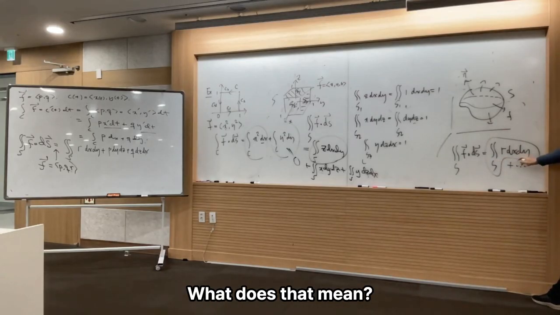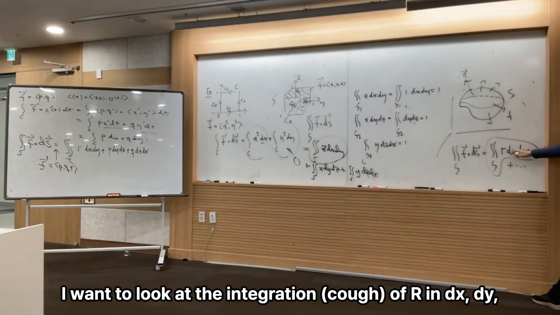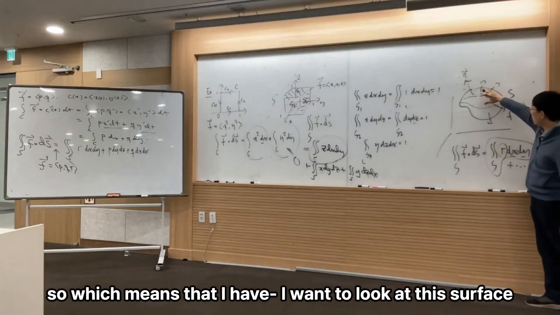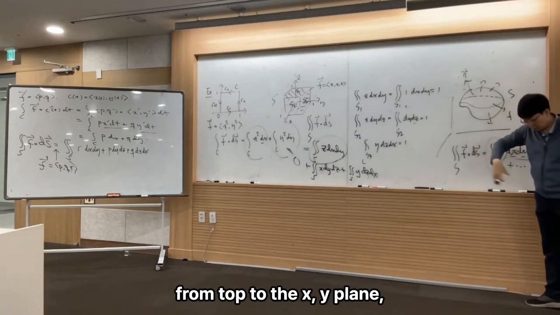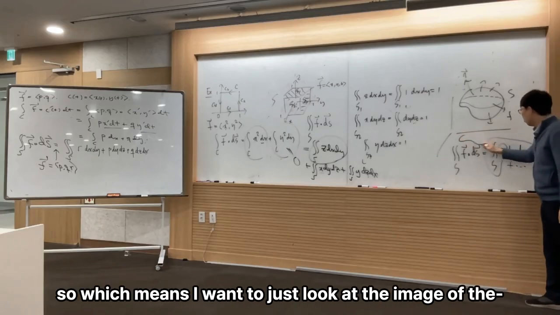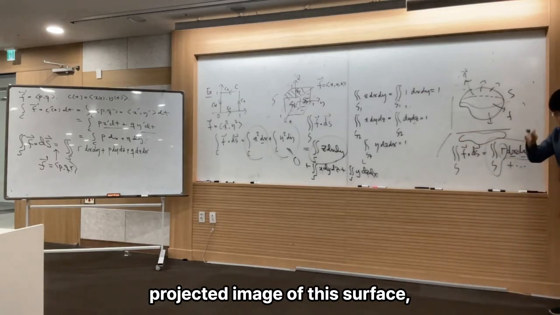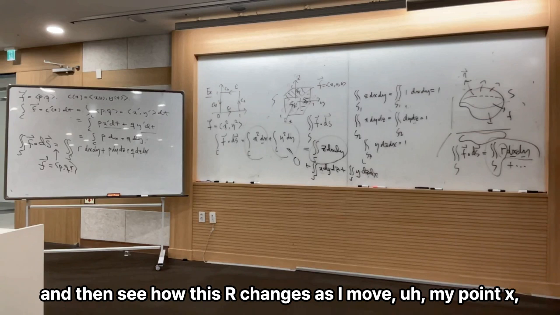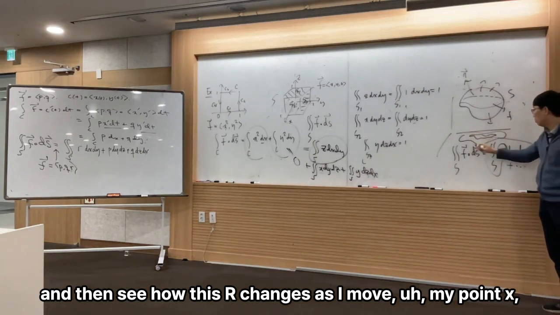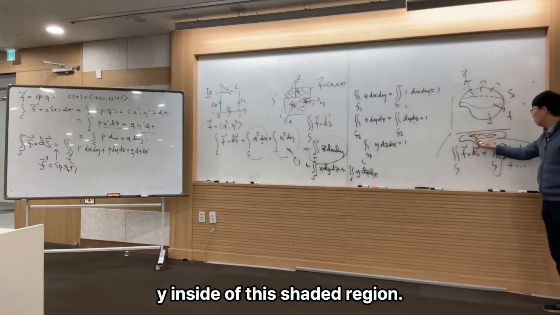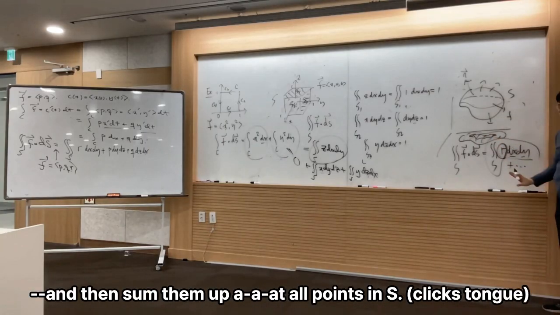What does that mean? I want to look at the integration of R in dx dy, which means I want to look at this surface from the top down onto the xy plane. So I just look at the projected image of this surface, and then see how this R changes as I move my point xy inside this shaded region, and then sum them up at all points in S.